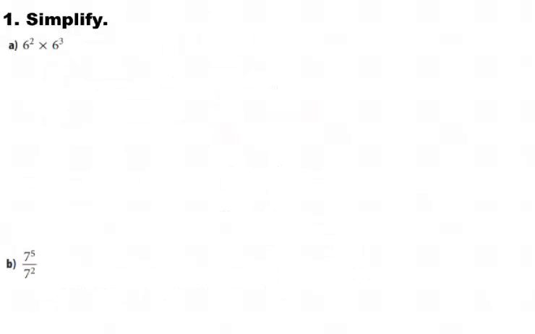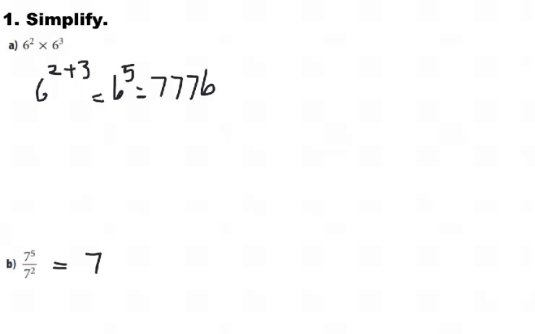The next example, we have to simplify 6 exponent 2 times 6 exponent 3. This is the same as 6 exponent 2 plus 3, which is 6 exponent 5. Now, if you use your calculator, 6 exponent 5 is 7,776. 7 exponent 5 divided by 7 exponent 2 is the same as 7 exponent 5 minus 2, which is 7 exponent 3, which is 343.